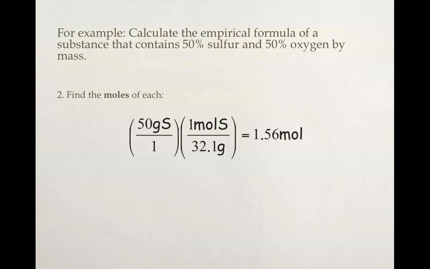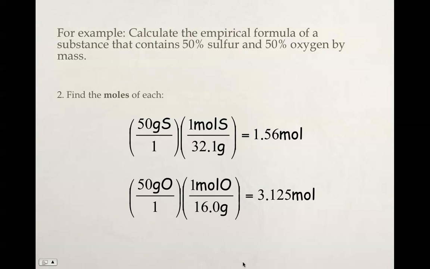So I'm going to first convert 50 grams of sulfur to moles of sulfur by using the gram formula mass and dimensional analysis that we've done in a previous concept. So I find that I get 1.56 moles of sulfur. I can then go ahead and do the same steps with oxygen using oxygen's gram formula mass.